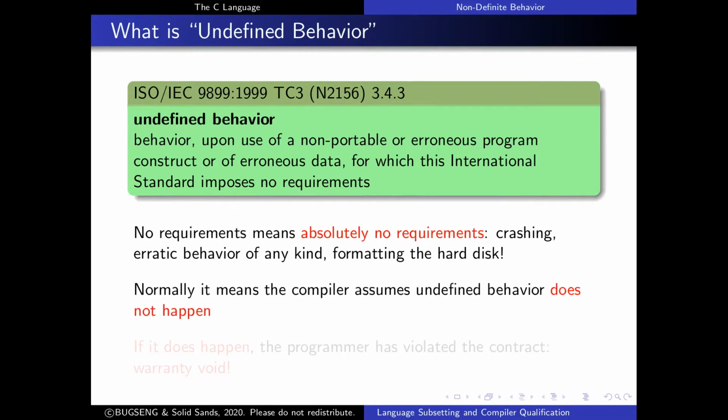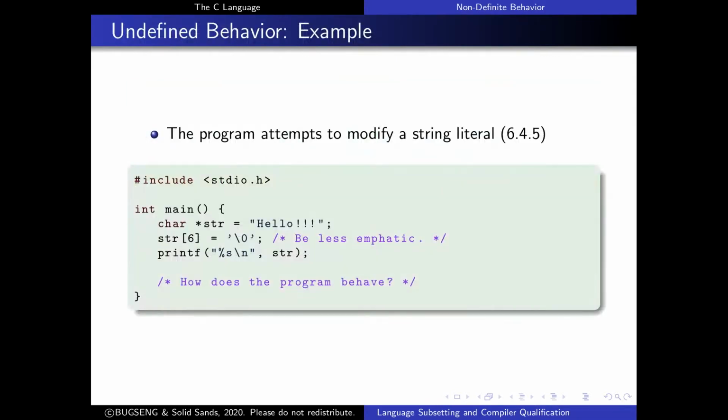Okay? What normally this means is that the compiler assumes undefined behavior does not happen. If it does happen, it is a fault of the programmer. The programmer has violated the contract constituted by the ISO standard, and so warranty is void. Anything can happen. Let's start with a simple example.